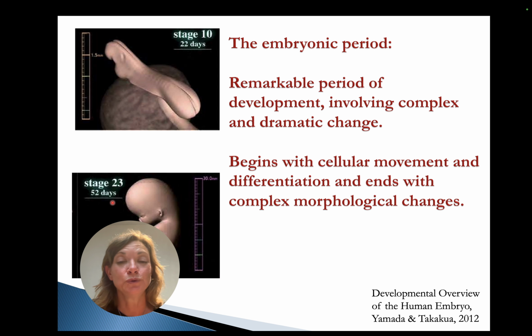Here's a 52-day-old embryo near the end of the embryonic period, and you can see now how much that has changed. The embryo has changed to look like a tiny human being. And so the changes in the embryonic period begin with cellular movements and differentiation, where cells acquire increasingly restricted fates. And it ends with these complex morphological changes, giving rise to recognizable arms and legs and face features, etc.